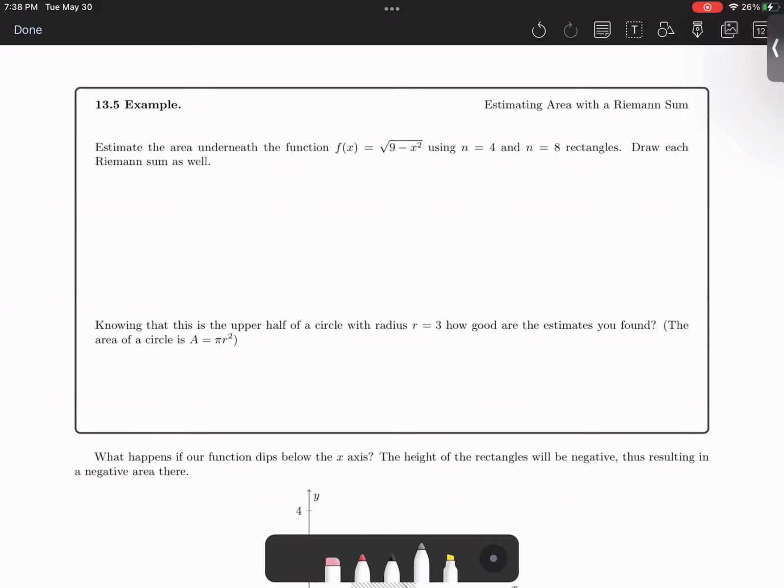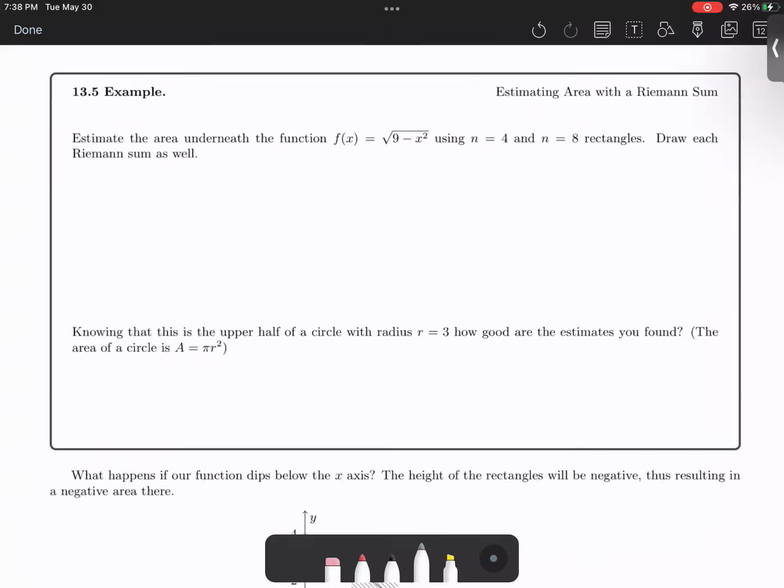Let's work on this one. Example 13.5. Estimate the area underneath the function square root of 9 minus x squared using 4 rectangles and then 8 rectangles. So we're going to do 2 different Riemann approximations. Draw each Riemann sum as well, of course, because we're always going to draw the functions. We're always going to draw the sums.